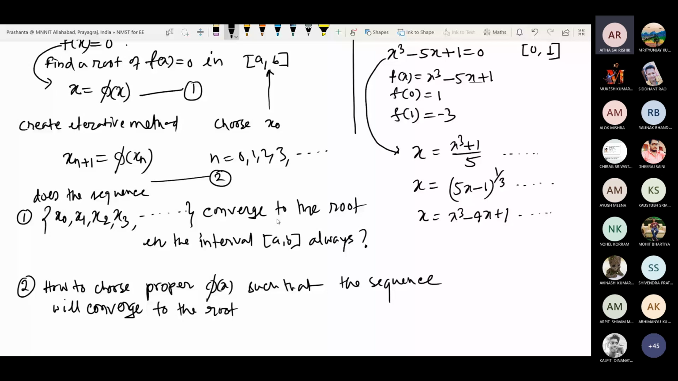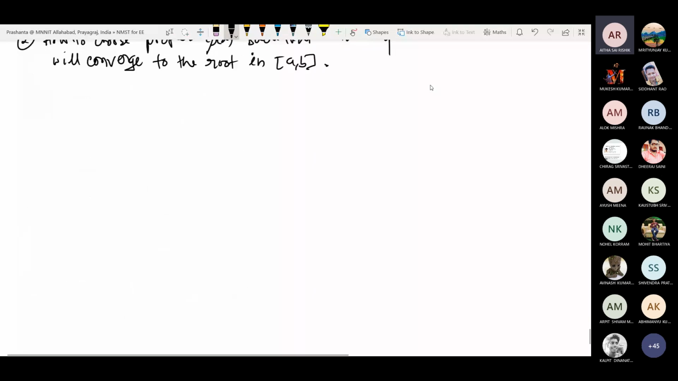So let us consider the given example. The equation is x cube minus 5x plus 1 equals 0. With that we'll analyze the answer to the first question. So f of x, let me write down. The equation is x cube minus 5x plus 1 equals 0. That is a very simple equation. It has a root in the interval 0 and 1. We have seen it.